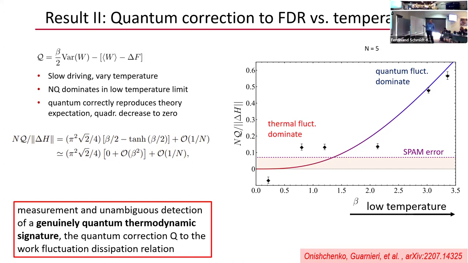Now, our theory friends have some idea how this curve should look. And this is the little calculation which they came up with. That is this normalized quantum contribution, which has this equation. And if you go and make an approximation, you see there is this part plus order of beta squared.